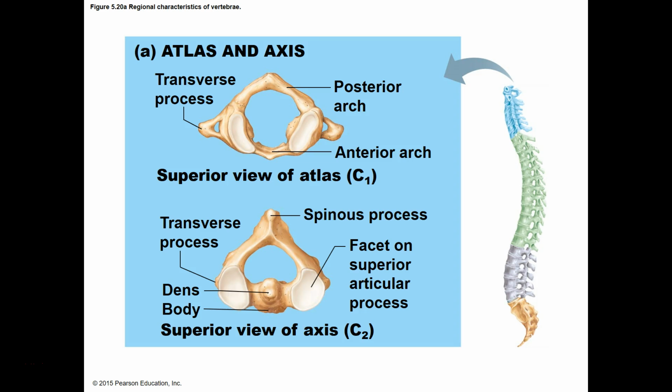The very first two vertebrae of our spine are called the atlas and the axis, and I always get them backwards. I don't know why, but atlas is the first, axis is the second. We're talking about the cervical vertebrae. So atlas is C1, axis is C2, and then we've got 3, 4, 5, 6, and 7. Remember, there are 7 vertebrae in the cervical spine.